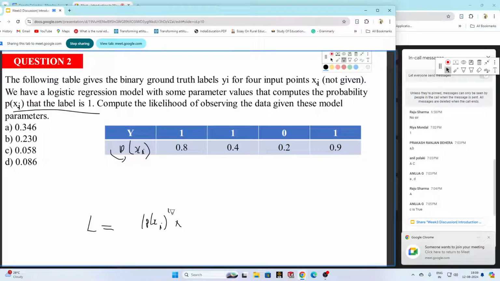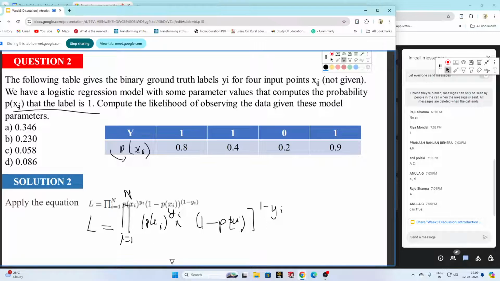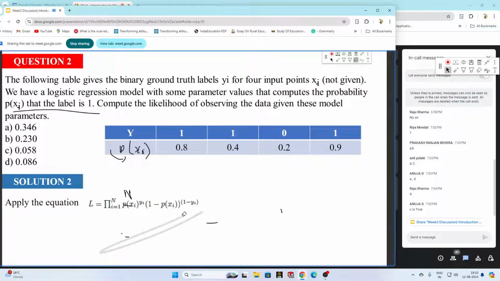So this is P(xi) to the power yi, into 1 minus P(xi) to the power 1 minus yi, and we have to do this for all our data points, that is i equals 1 to n. We have to multiply it; we don't have to sum it. That will give your likelihood. It is very simple.